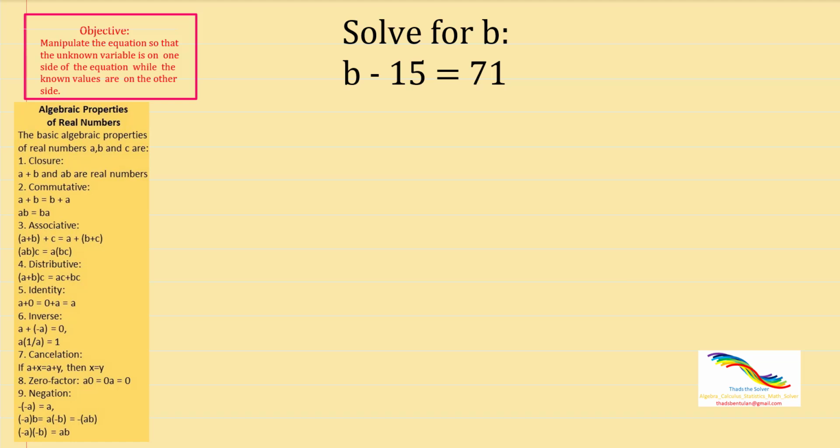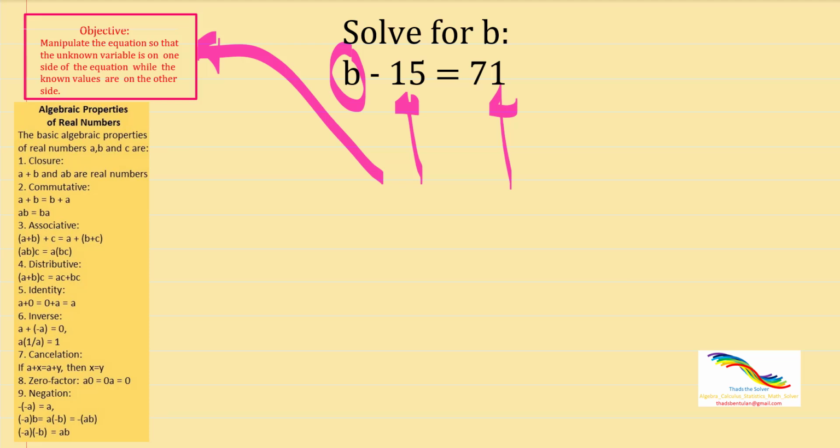Okay, solve for b in the equation b minus 15 equals 71. Our strategy is to manipulate the equation so that the unknown variable is on one side of the equation, which in this case is b, while the known values are on the other side. The known values here are 15 and also 71.